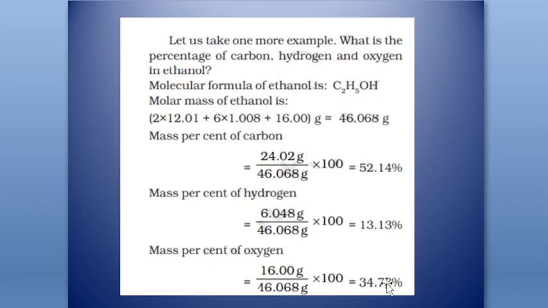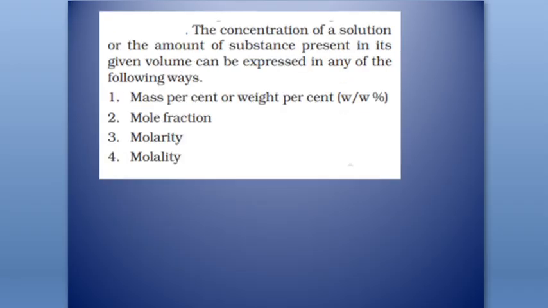Let us take one more example, which is ethyl alcohol, C2H5OH. Here its molar mass is 46.068 gram. So mass percentage of carbon is 52.14%. Mass percentage of hydrogen is 13.30%, and mass percentage of oxygen is 34.73%, which is calculated by the previous method.